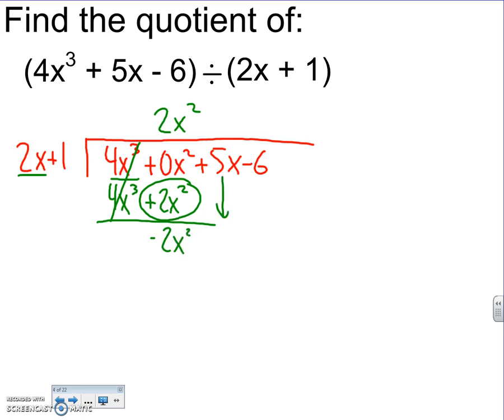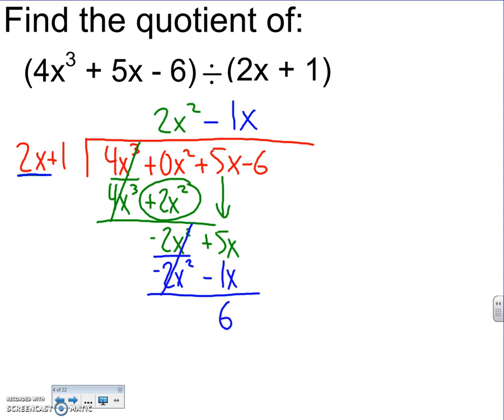I'm going to bring down this next term. Then I'm going to do the same thing as before. I'm going to do the first thing divided by the first thing. So negative 2x squared divided by 2x is negative 2. Sorry, negative 1. Almost messed up there. Negative 1x. I'm going to multiply 2x times negative 1x is negative 2x squared. And positive 1 times negative 1x is just negative 1x. Like before, I go down by doing the opposite. So negative 2, positive 2 cancel out to 0. Positive 5, positive 1 makes 6x.